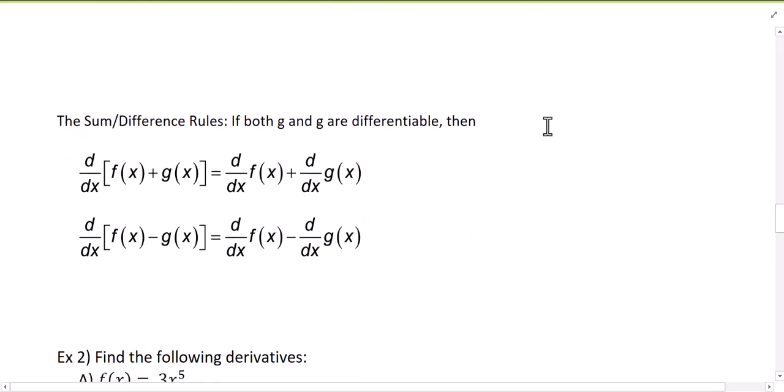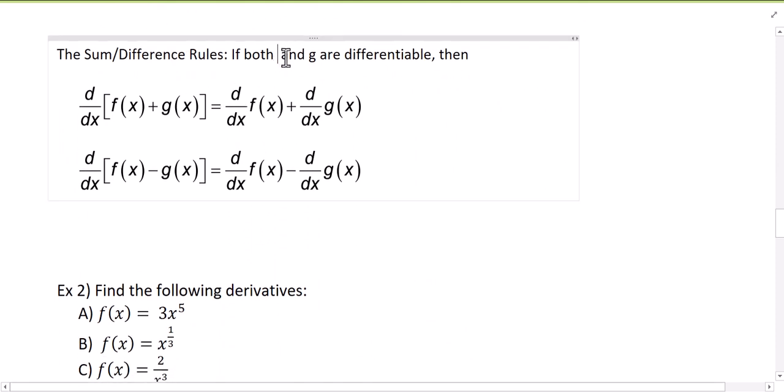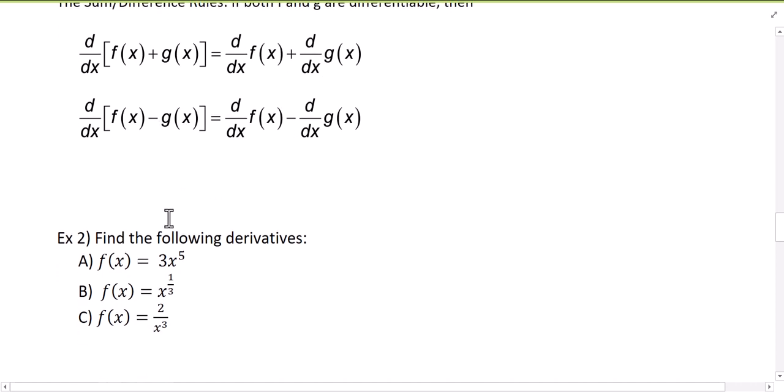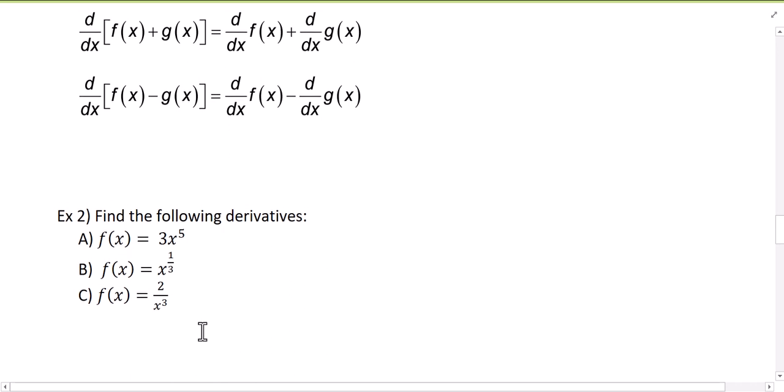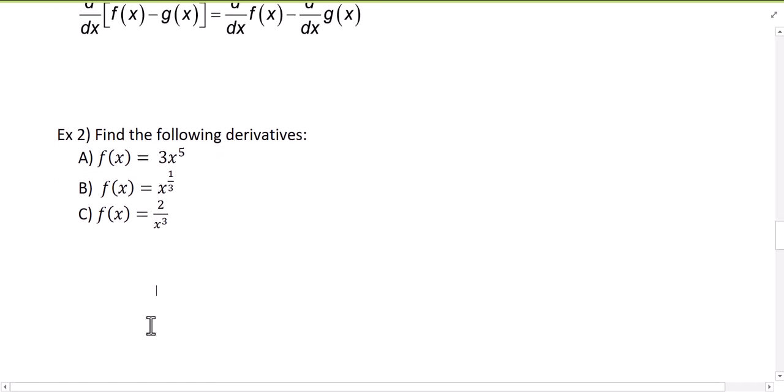The sum and difference rules say that if both f and g are differentiable, then when you take the derivative, d/dx, of the sum of f and g, it is the same thing as taking the sum of the respective derivatives, the derivative of f plus the derivative of g, and the same for the difference. So let's start with these functions, and then we'll put it together with addition and subtraction. So find the following derivatives.